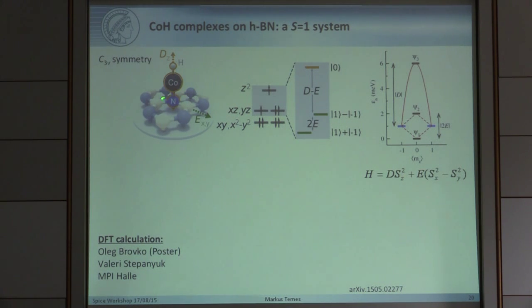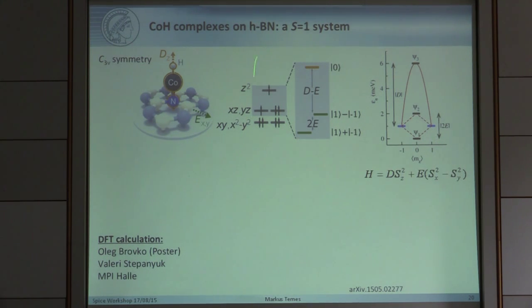The cobalt binds to the nitrogen side, hydrogen sticks up here. This definitely gives you an axis, an anisotropy axis, a symmetry axis, that is a DZ. Due to this complicated surface, the anisotropy is not perfectly aligned in this direction, so you also have an in-plane component, which gives you three steps, and you see that these states here are mixing, so these are quantum states.